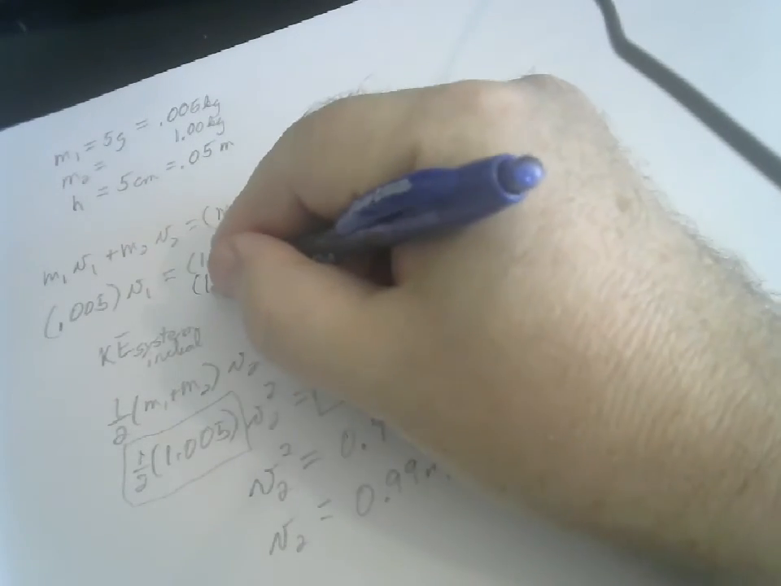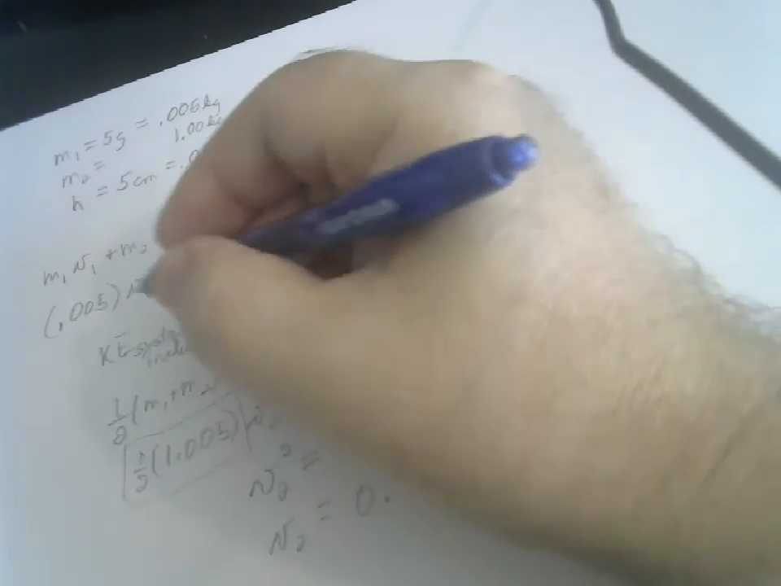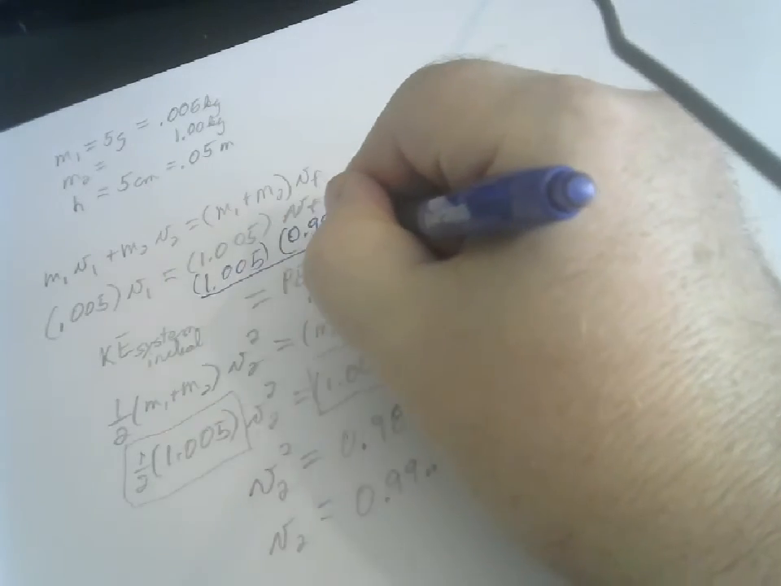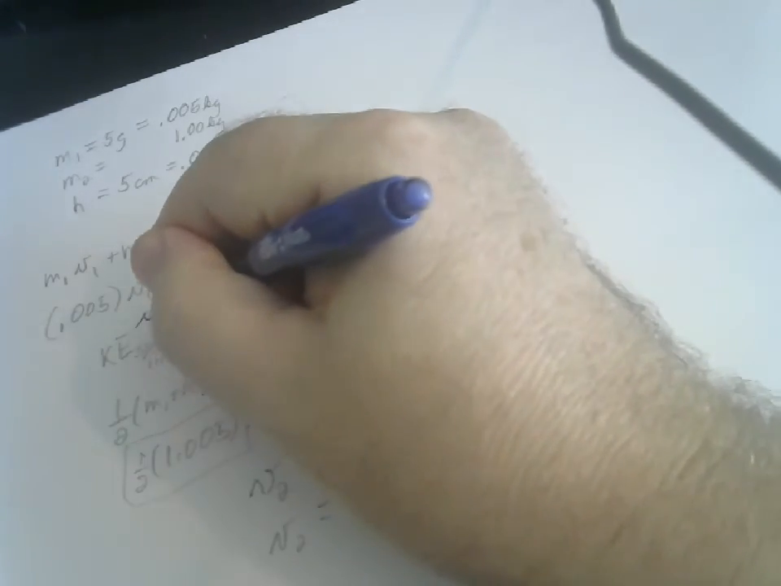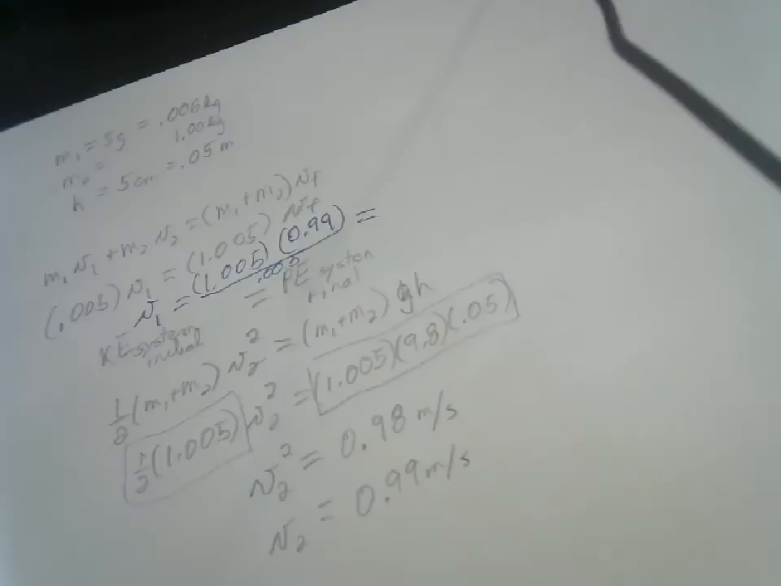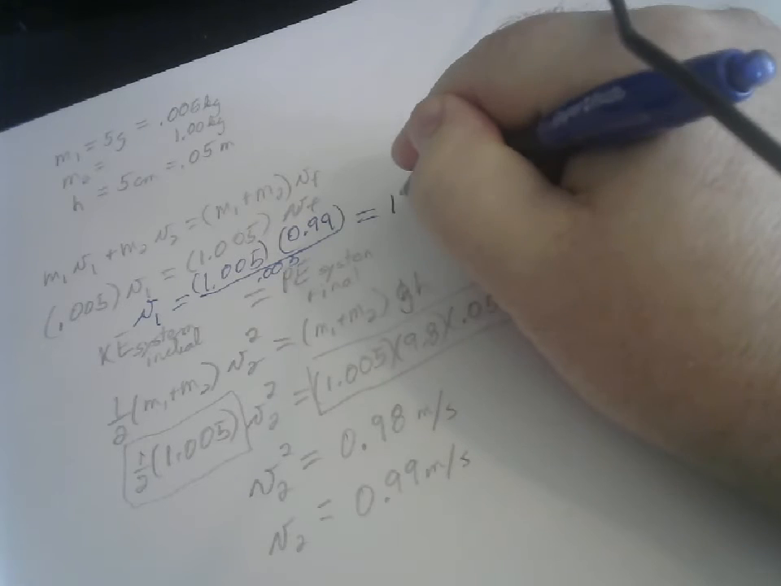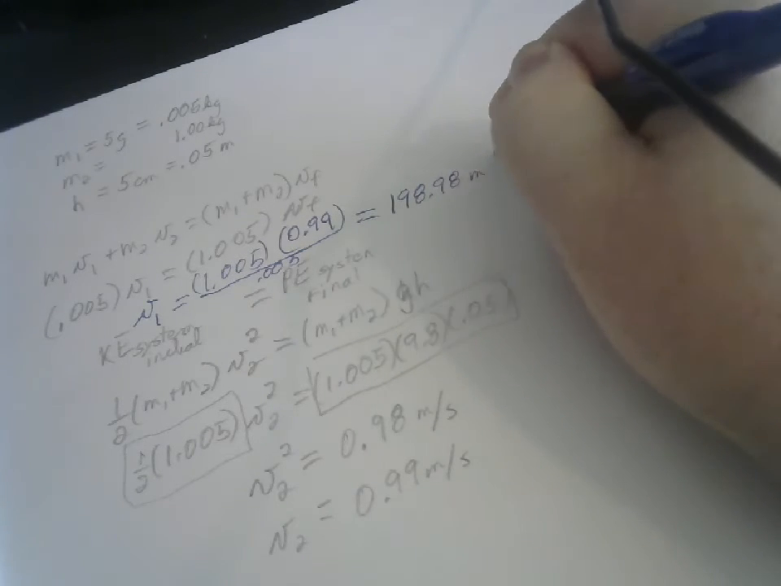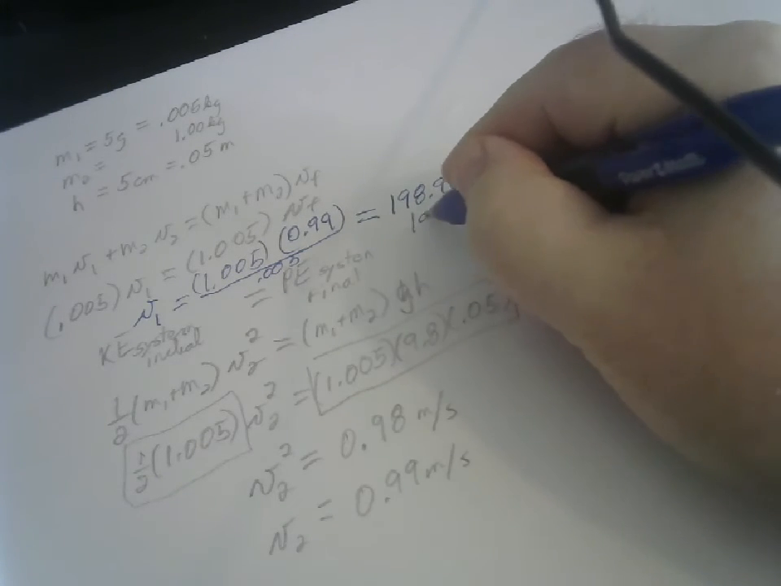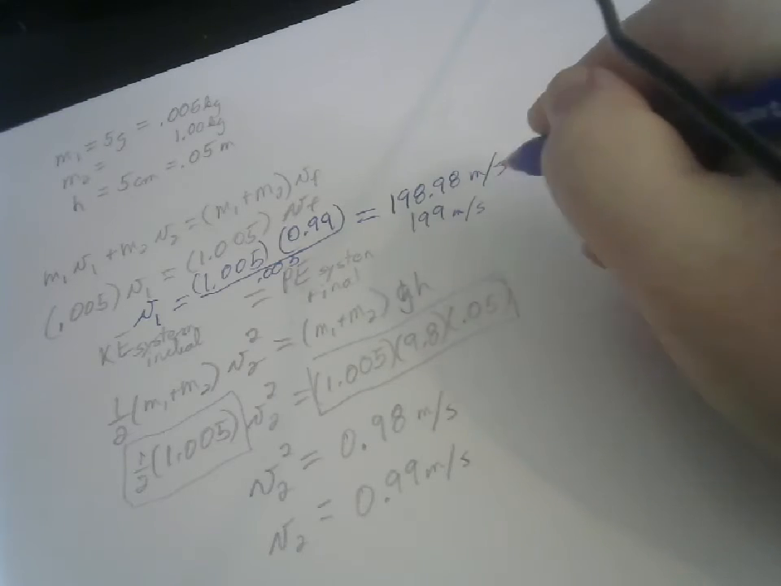So 1.005 times 0.99, and divide that by 0.005. And we get 198.98 meters per second, or rounded up, 199 meters per second.